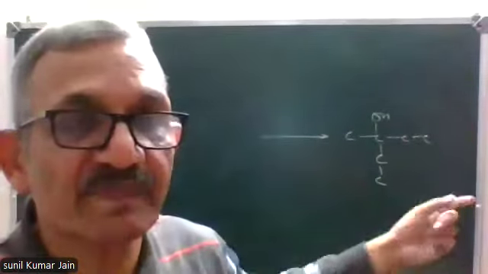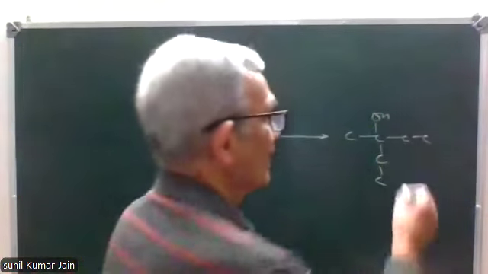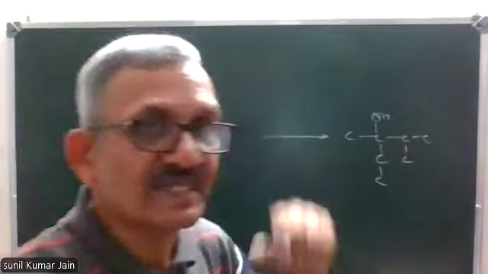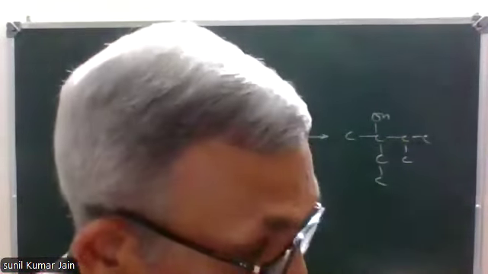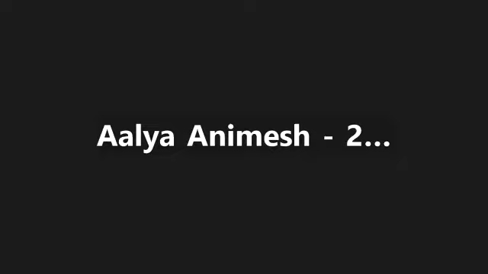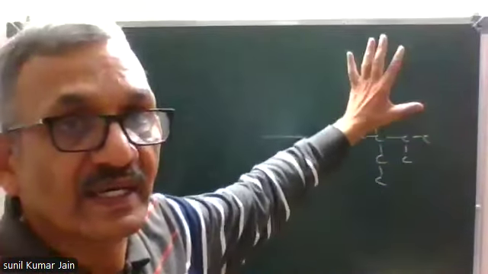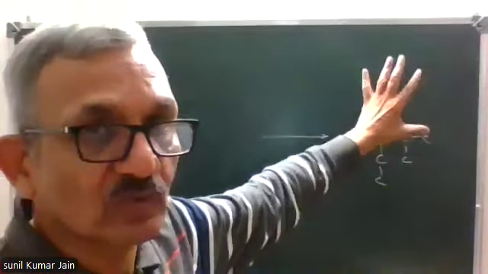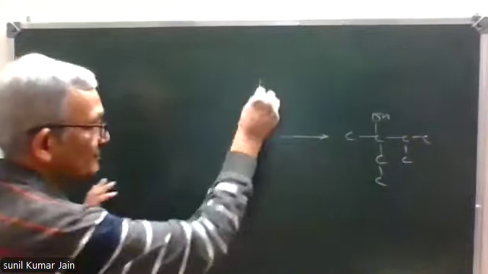Now, how many answers are possible? Three. This time, three different answers will be possible. Now, you copy down this one. I'll give you three possible answers. We are taking up this example.